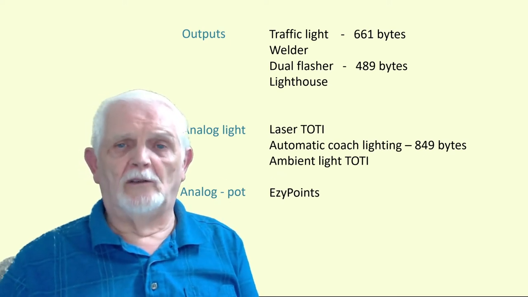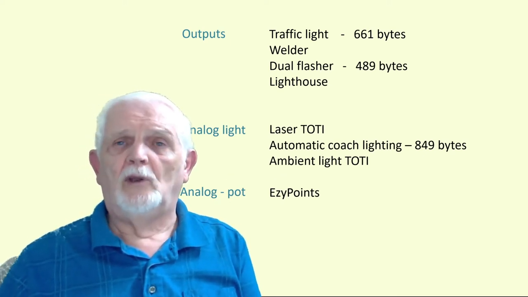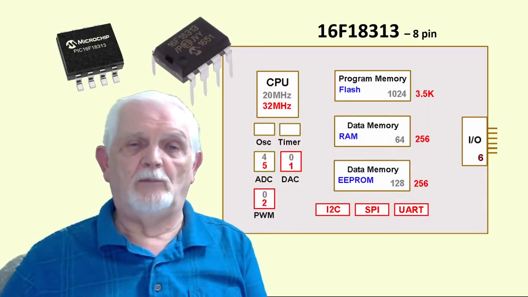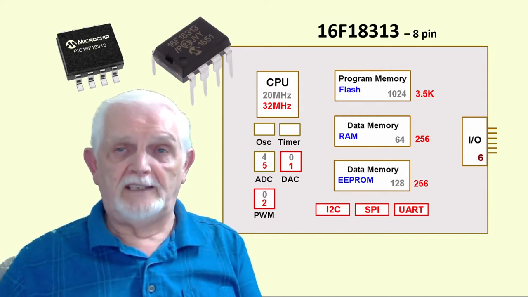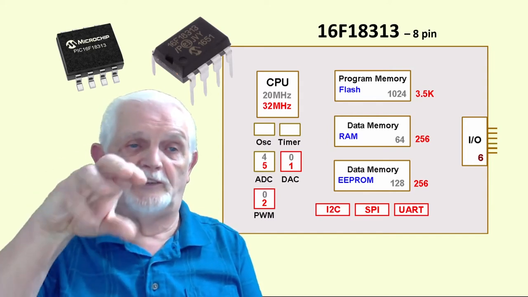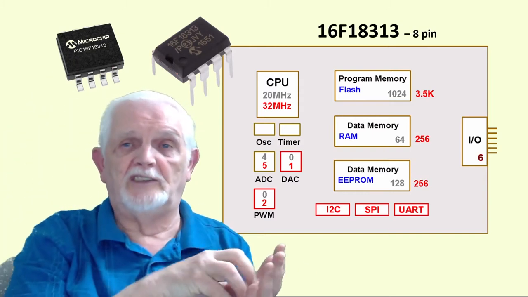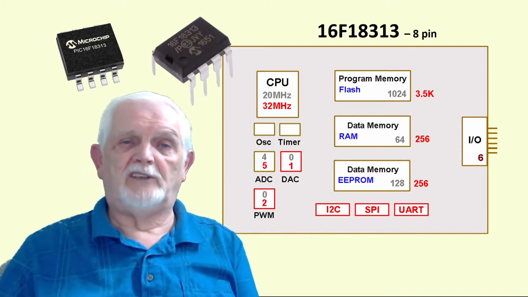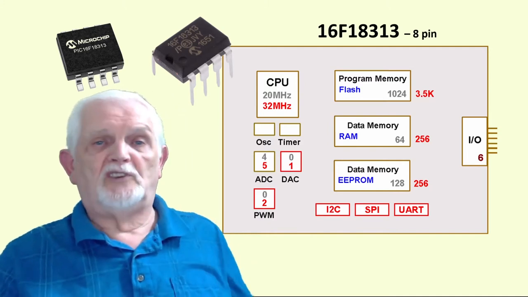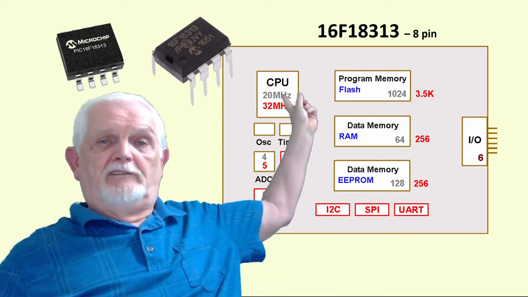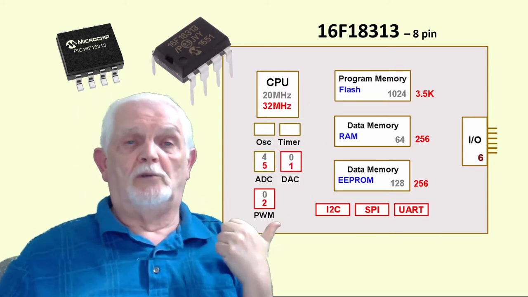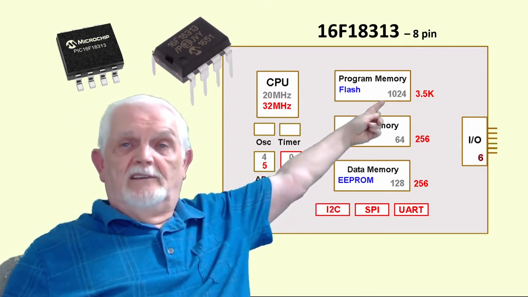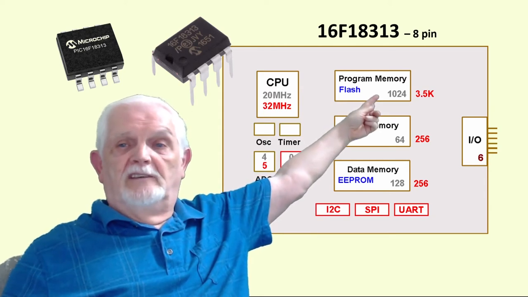It's quite long in the tooth now, and fairly recently they brought out another one called the 18313. It's also 8 pin. In fact, it's 8 pin compatible. You can plug that into the same module as the 675 earlier. But you'll see lots of red on that one, because it brings in features that are new. But we'll start with the CPU. 675 ran at 20 MHz, 32, so it runs a lot faster. It's got 3 times the amount of memory of the 675.